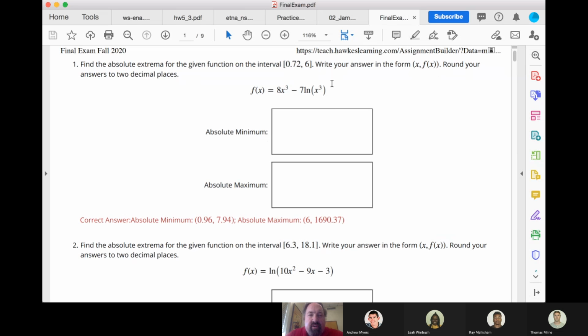So what it's asking for here is finding the absolute max and min on a given interval. So what you need to check are the endpoints, 0.7, 2, and 6, and also any critical values, in other words, points where a derivative is 0, that fall within this interval. So I need to set this up so I can modify it.